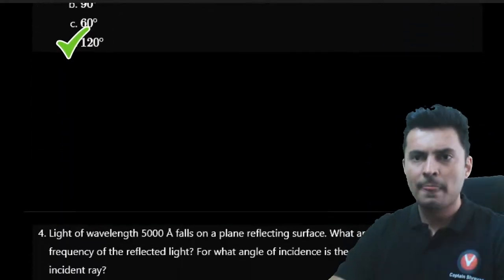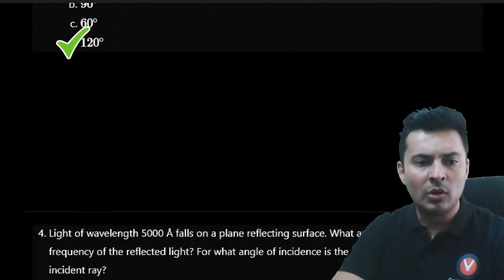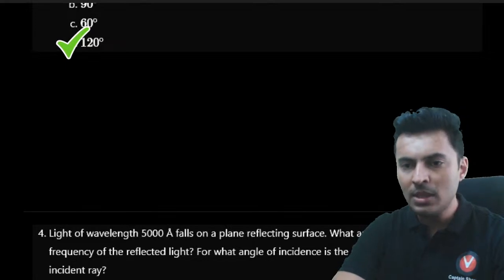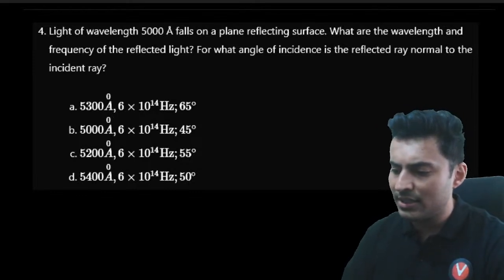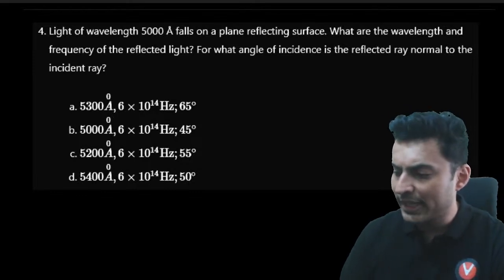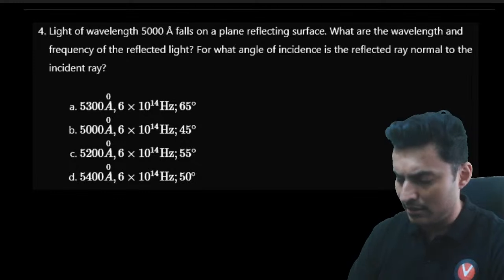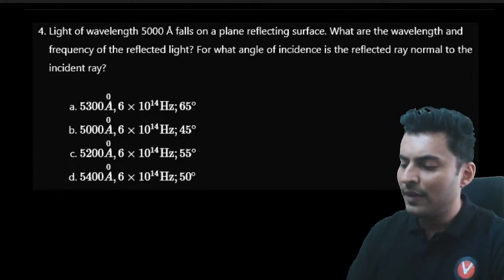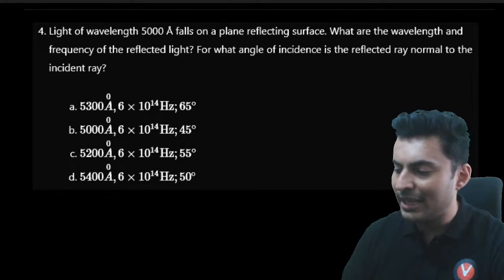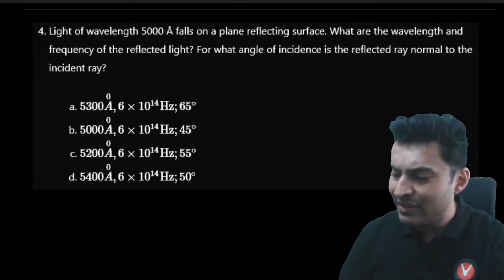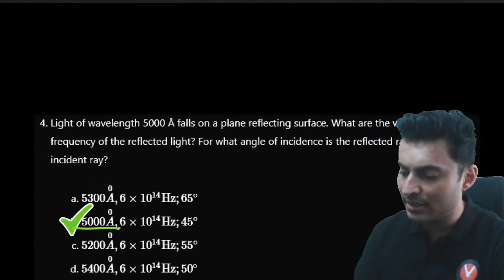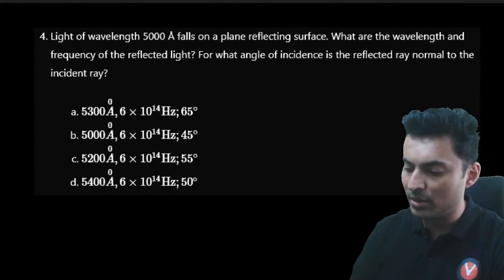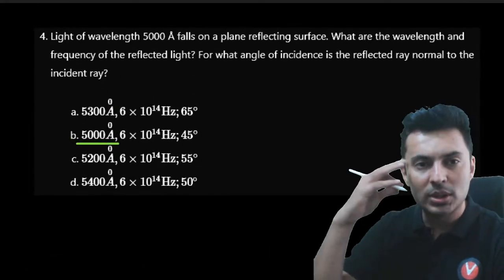Perfecto. Moving on to the next one, coming up on your screen right now. Light of a given wavelength falls on a reflecting surface. What are the wavelengths and the frequencies of the reflected light? For what angle of incidence is the reflected ray normal to the incident ray? If light of this wavelength falls on a plane reflecting surface, why should the wavelength even change? It will just be the same. So you can see the answer will still be the same. It will not be different. There is only one such answer. You don't even have to think again.